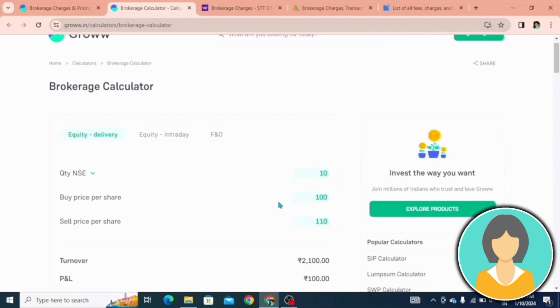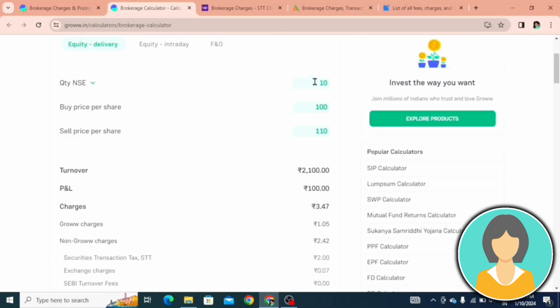This can be explained by an example, like traders engaging in equity delivery by purchasing 10 shares at 100 rupees each and selling them at 110 rupees. The resulting turnover may be 2100 rupees, where brokerage fee is calculated at 0.05%, which amounts to 1.05 rupees. The explanation delves into the condition where brokerage is below 20 rupees.